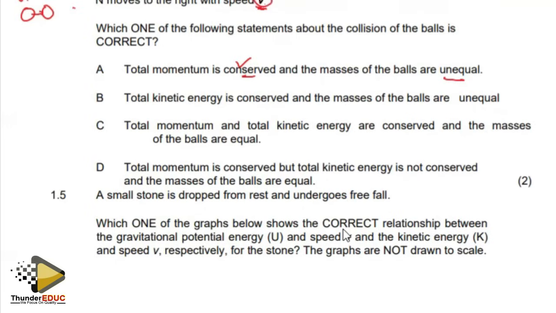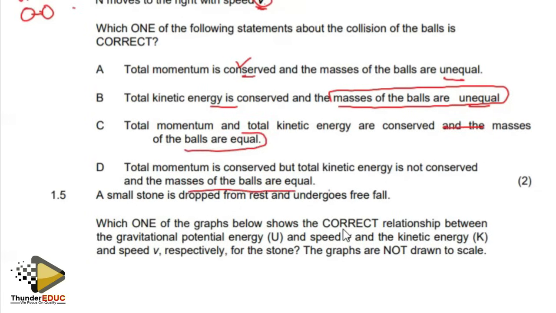So total kinetic energy is conserved and the masses are unequal. This is not making sense. I'm not at peace with it. I don't know, I'll see. Let's see. Total momentum and total kinetic energy are conserved, and the masses of the balls are equal. I'll go with C. Why? Because of the masses being equal. But also D has masses being equal.